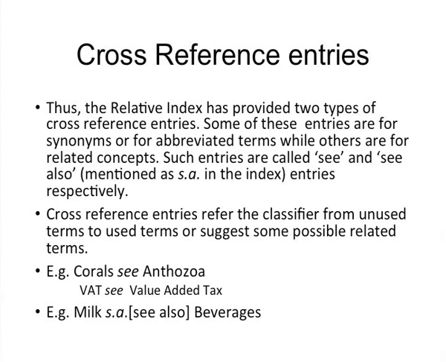Cross reference entries refer the classifier from the unused terms to the used terms, meaning some terms are chosen, others are unused terms, for synonymous terms or some possibly related terms. These are some examples. For example, corals, See anthozoa. What does it mean? That anthozoa is the heading chosen for corals, and if one wants to classify the subject corals, one has to see under the term anthozoa in the relative index. So, this is a synonymous term.